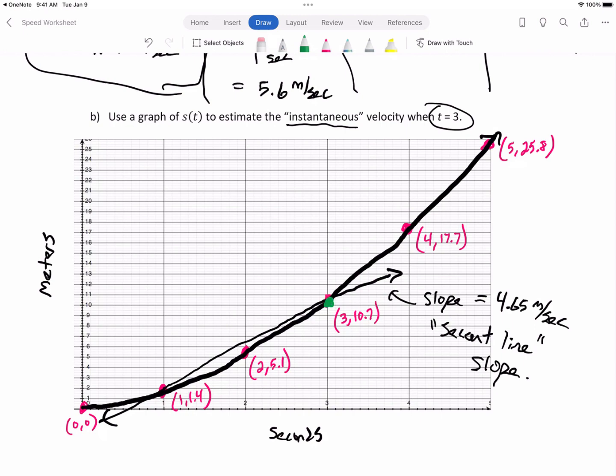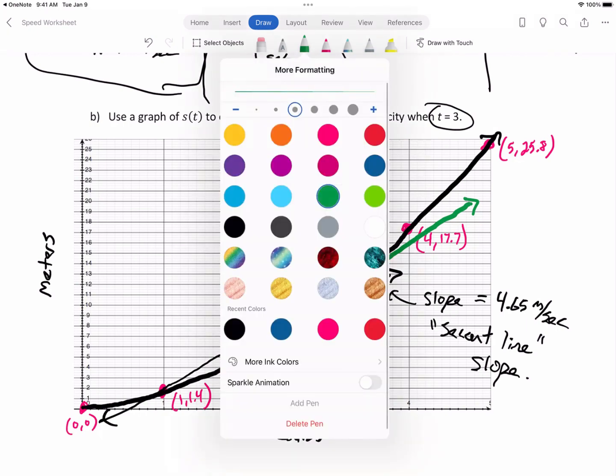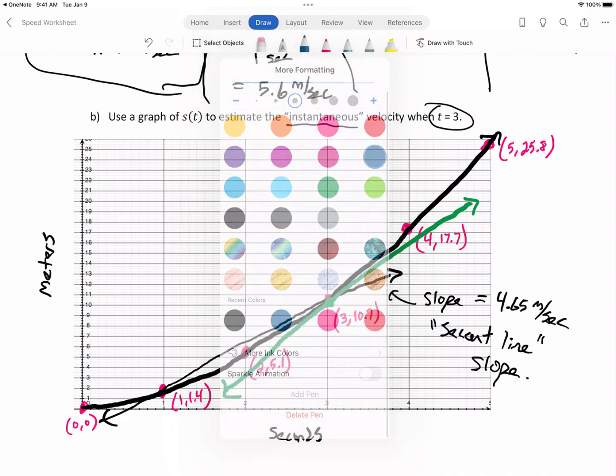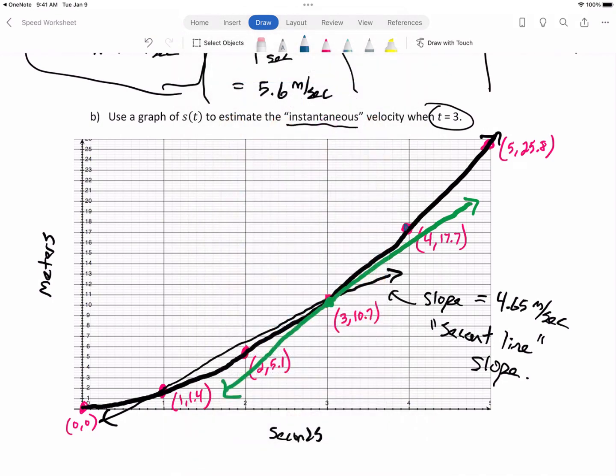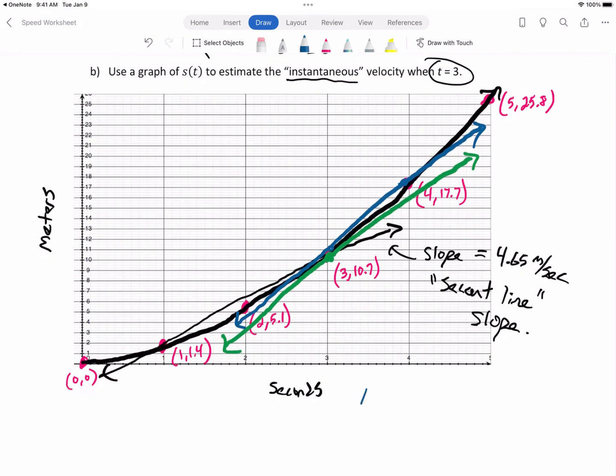I'm going to now sketch a slope that best mimics just around that point 3, sketching this line. This is called a tangent line. Now I'm going to sketch another secant line where I connect 3 to 4, and that's the blue line. So I'm back to secant lines now. I have 2 secant lines and a tangent line. How do I find then the instantaneous rate of change?